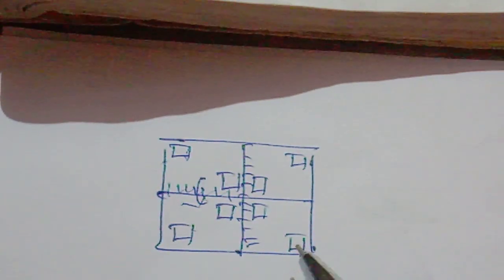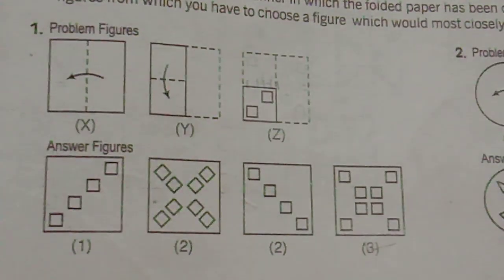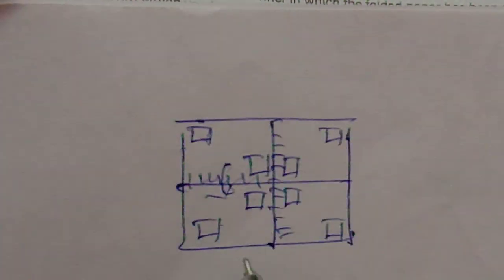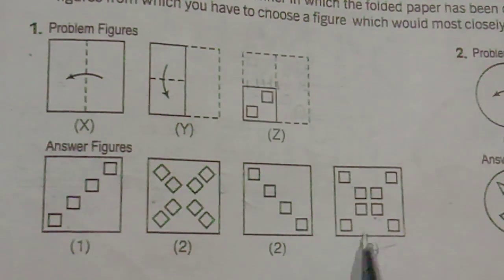Okay students, now let's see here a question and answer. Now you can guess which is the answer. Already I told you. Right answer, the fourth one is the answer. This is the answer, so I have drawn it here. Students, like this we have to find the answer. One more example I will explain to you.